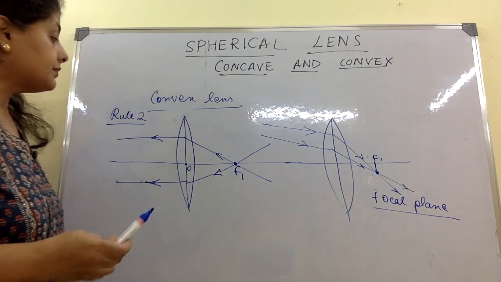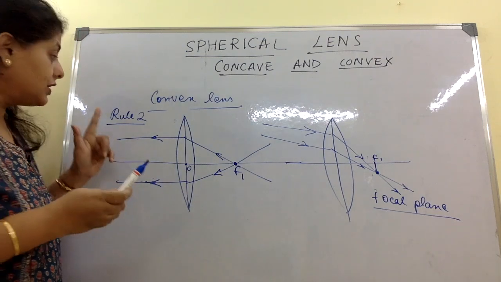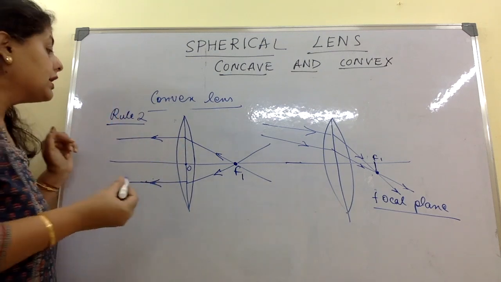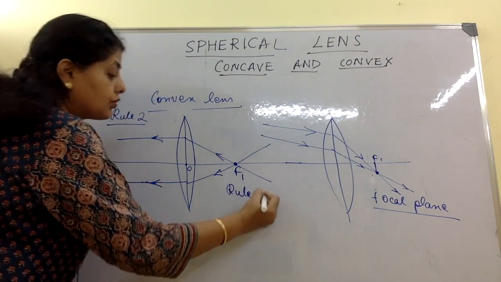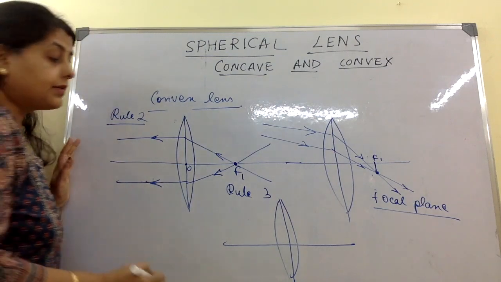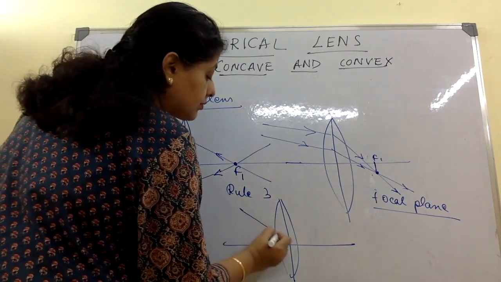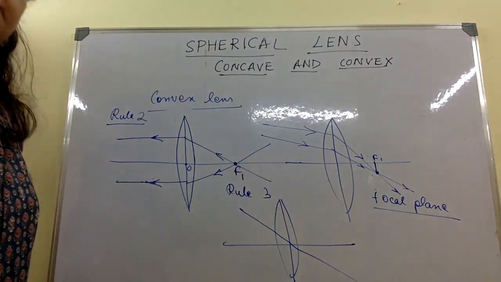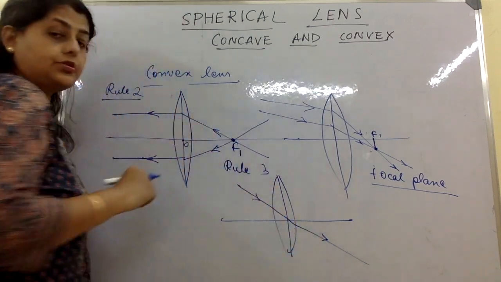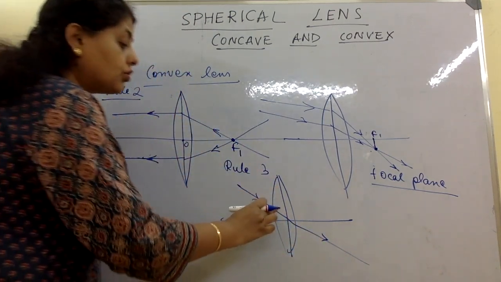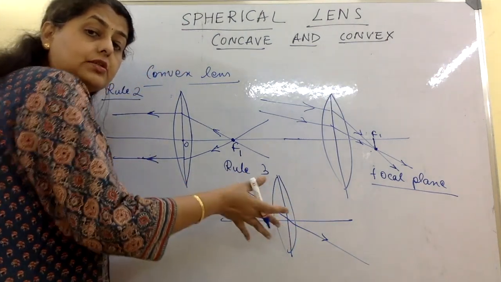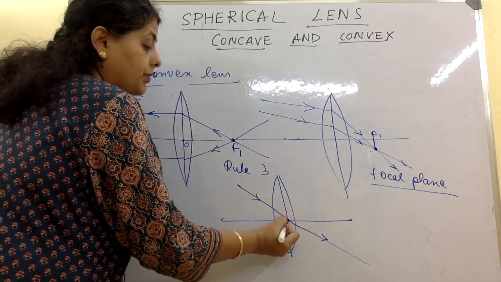ओके, नाउ what is the third rule? So first rule was parallel and second rule was through the focus. Rule 3 is even more simpler. Rule 3 is a ray passing through the optical center passes away straight. A ray coming through the optical center passes away straight. Okay, so there is no deviation here, no bending here, it just passes away straight as if there is no lens. Okay, this is the optical center.